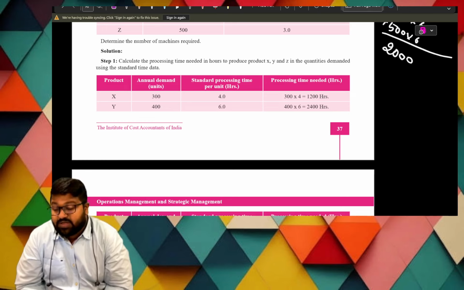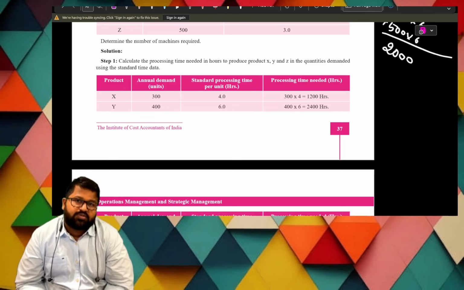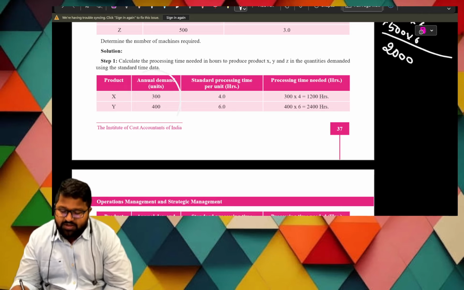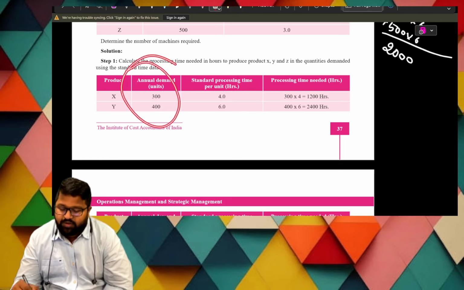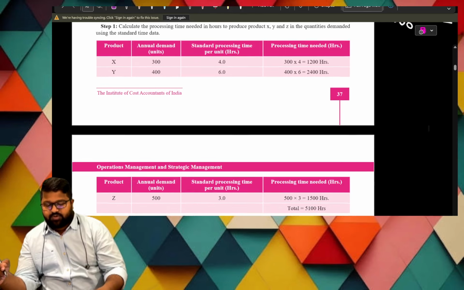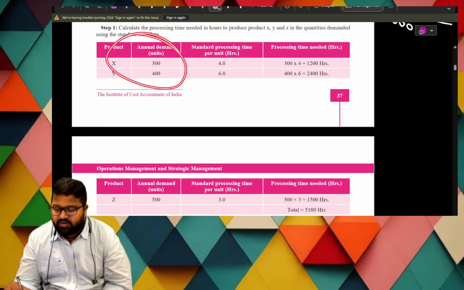If you are preparing as per ICMA only, then you can get good marks. So this is the presentation. Here the annual demand column is there, and he maintained the annual demand column. See properly, buddy. There are three annual demands: X, Y, and on the next page, Z.